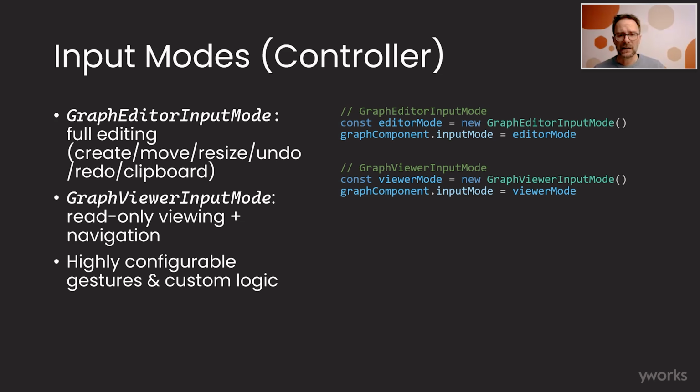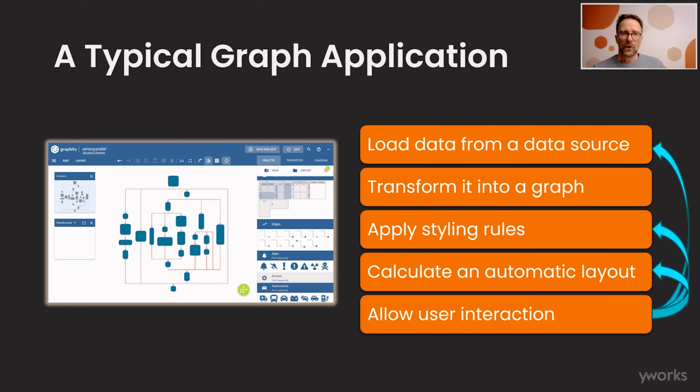Both of these modes are highly configurable, so you can configure them to match your requirements, so that you can optimize them for the user stories that your users will go through when they work with your graph. Over here, you can see choosing between those modes is easy. Just instantiate one of these instances and assign it to your graph component. So this is the big picture of how a typical graph application works.